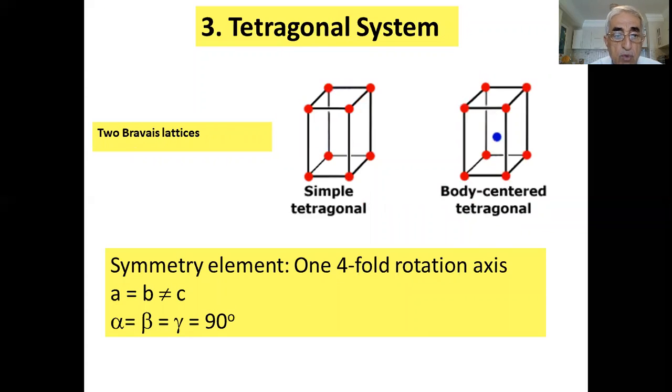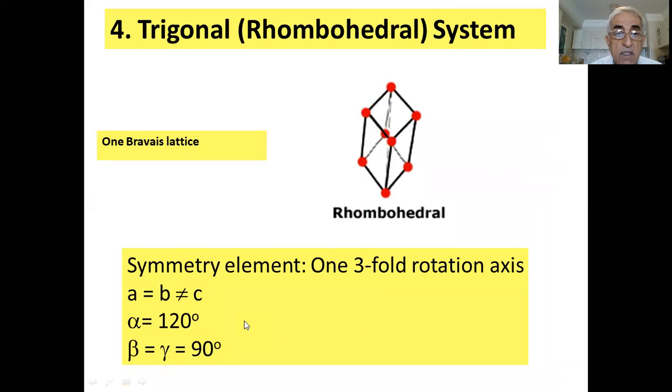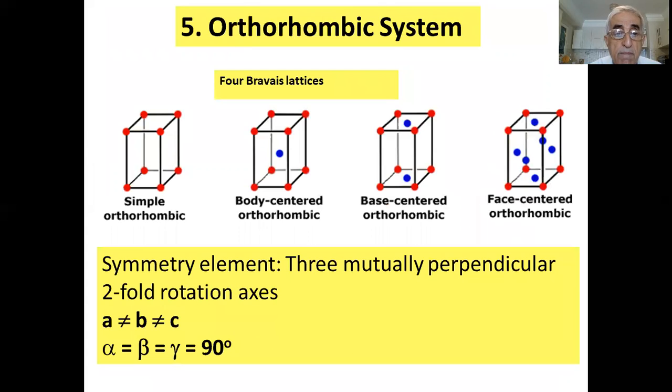Tetragonal system, 2 Bravais lattices, simple tetragonal and body-centered tetragonal. As we said, A equal to B and not equal to C, alpha, beta, and gamma are all equal to 90 degrees. Trigonal, rhombohedral system, only one Bravais lattice. This is the shape of it. A equal to B, not equal to C, alpha equal to 120 degrees, beta and gamma are equal and equal to 90 degrees.